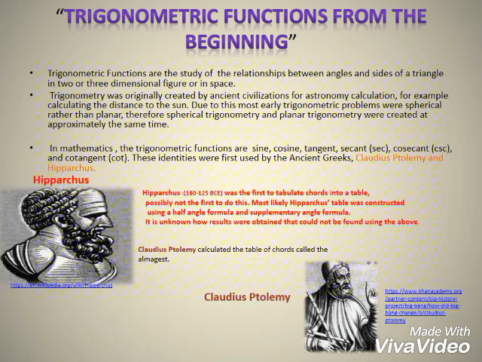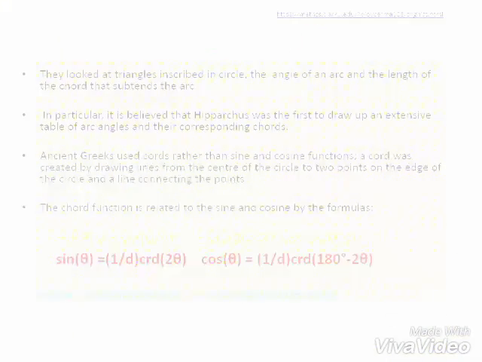Hipparchus was the first mathematician known to have proposed a trigonometric table, which he needed when computing the eccentricity of the orbits of the moon and the sun. Ptolemy calculated the table of chords called the Almagest.